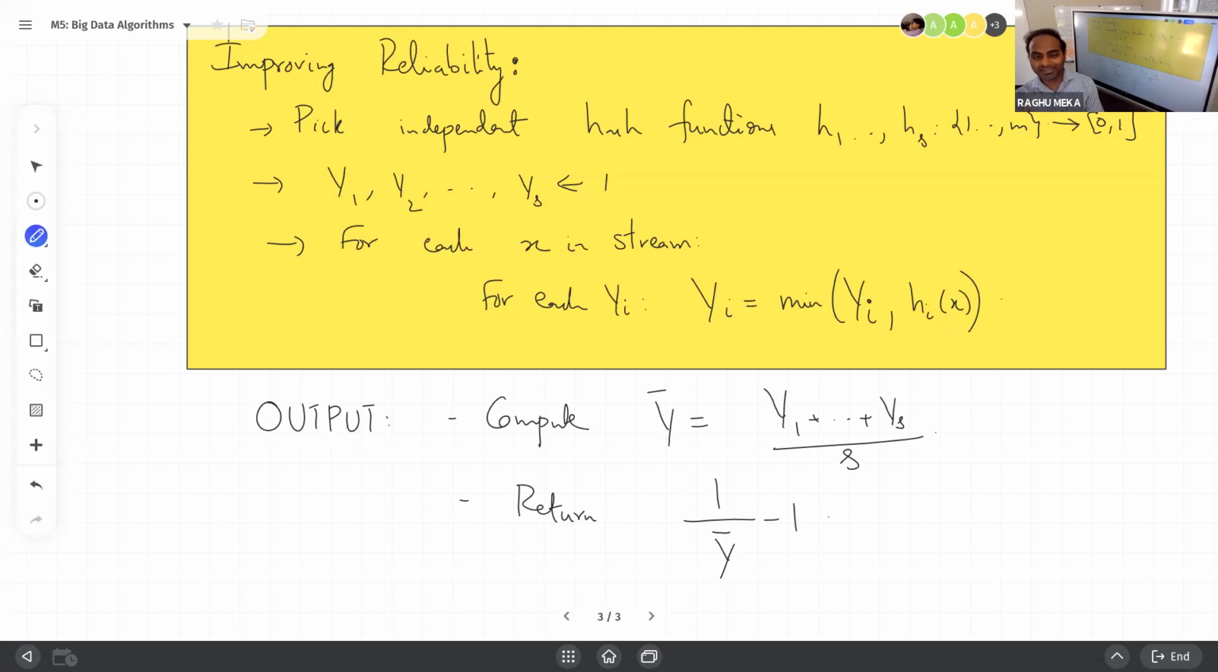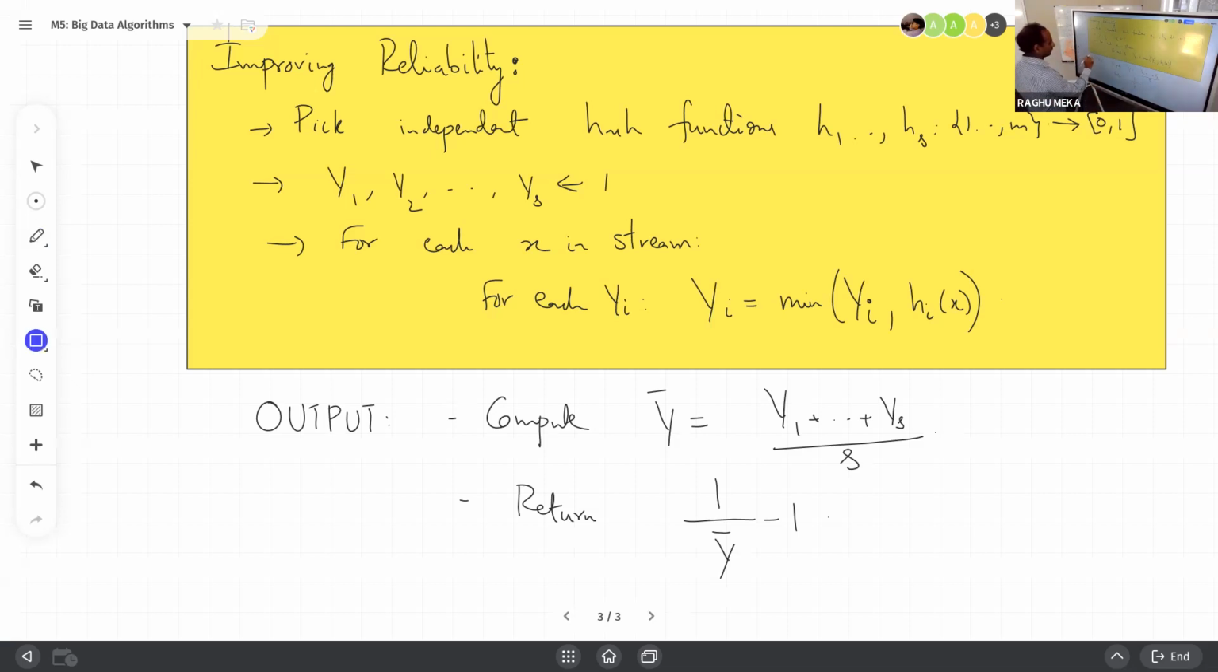Okay, but there is some subtlety here, right? You're not returning the average of 1 over yi minus 1, but you're first computing the average of these y's and then taking the reciprocal, okay? So there is this one subtlety to keep in mind. Does this make sense? Any questions about that?